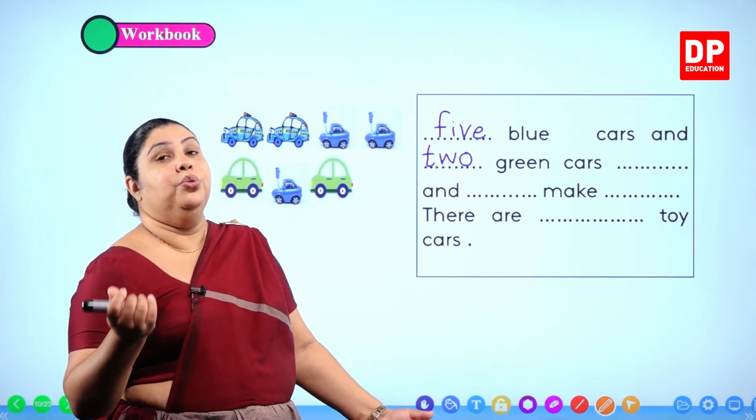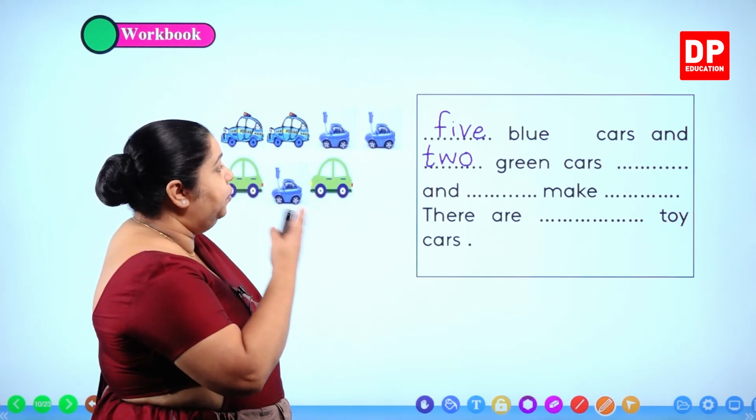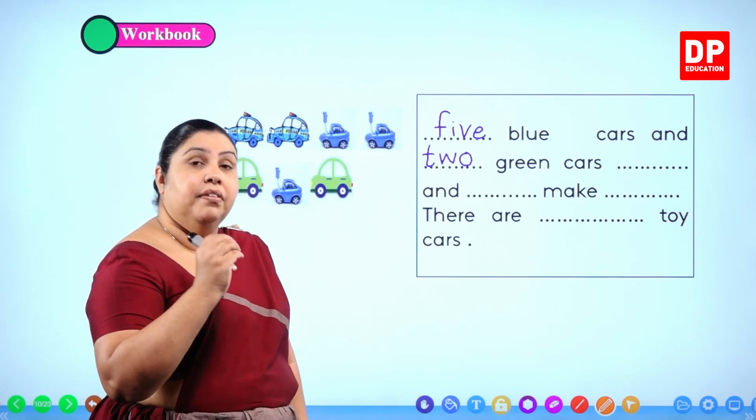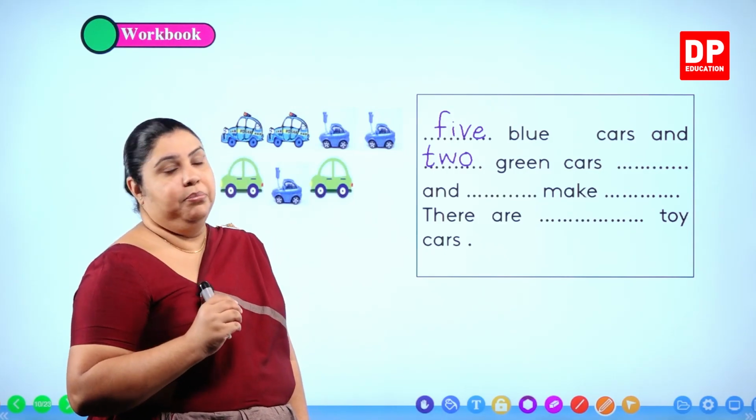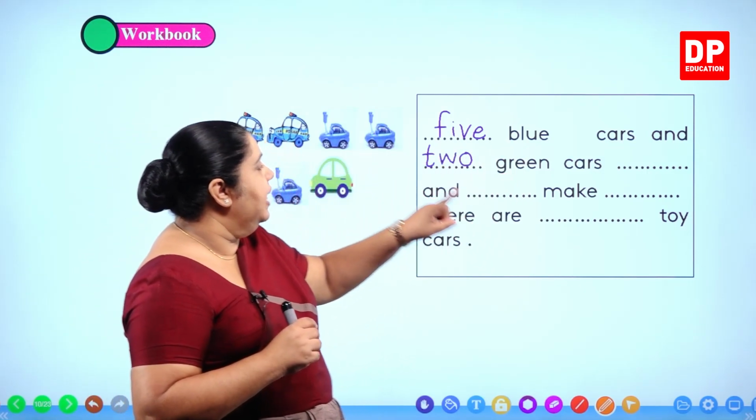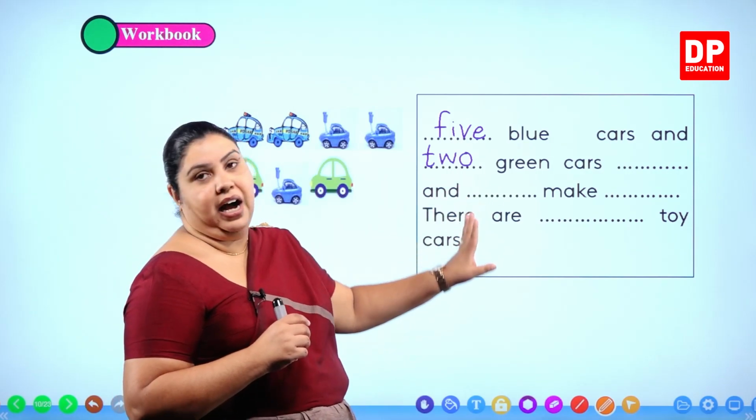So now to do your workbook activities you need to know the English words, the English spelling of these number words. So now we have written 5 blue cars and 2 green cars.